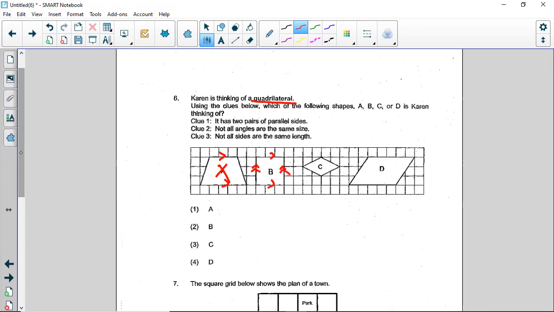Not all angles are the same. Your square has all same angles, which is all right angles. So your B is also out. Okay, look at C. C is actually a rhombus. But how do you know the sides are all equal? You can count the squares to see whether all the sides are the same.